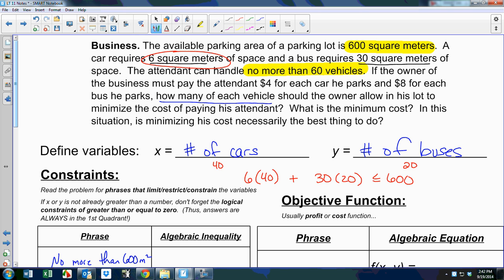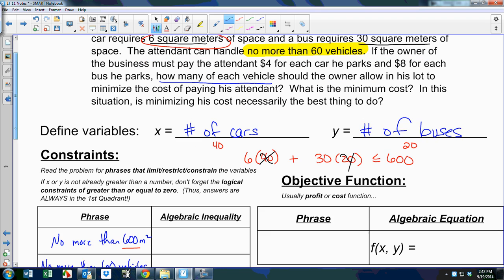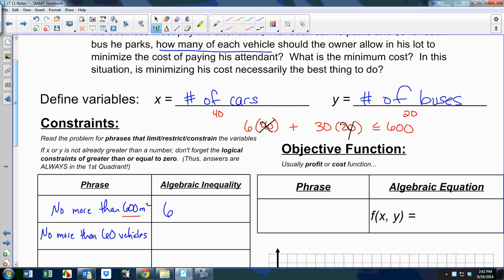The point is to have some numbers to play with the problem that you're given, because it's easier to play with numbers and it makes more sense to multiply 40 cars by 6 to get 240 square feet for the cars. But anyways, the 40 represents the number of cars, so 40 represents x. The 20 represents y, so our inequality is 6x plus 30y for any number of cars and buses that has to be less than or equal to 600.